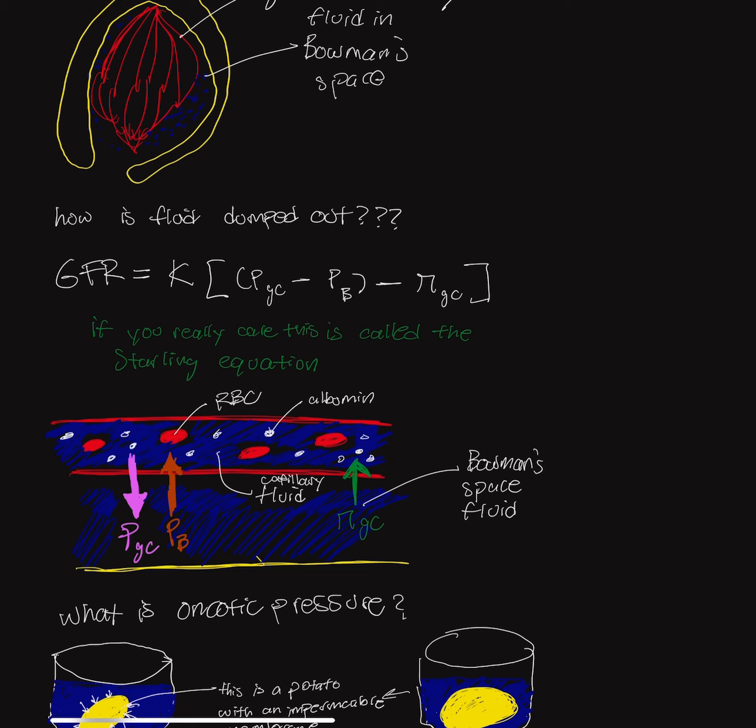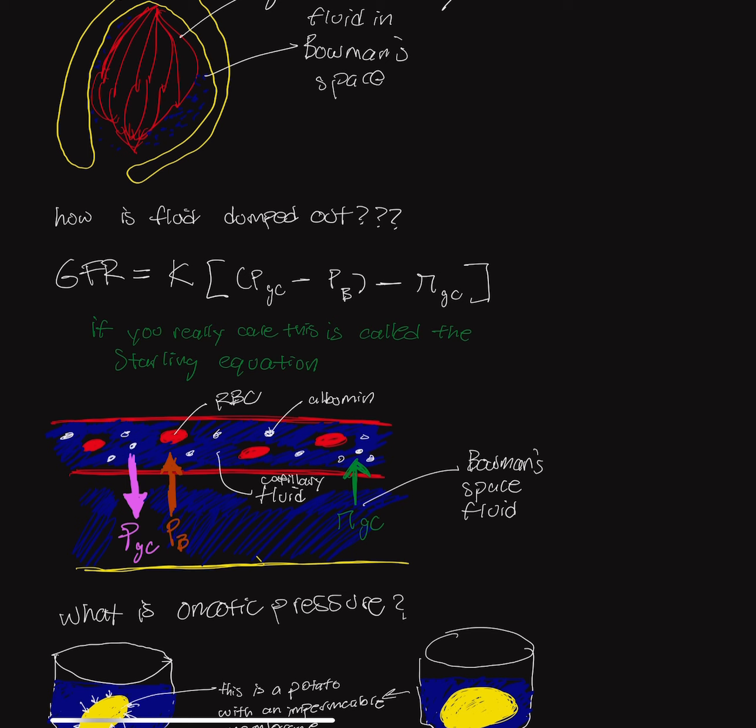The hydrostatic pressure pushes in on the capillary. So fluid from Bowman space wants to enter the capillary, but fluid from the capillary also wants to enter Bowman space. That's why we subtract the Bowman space hydrostatic pressure from the hydrostatic pressure of the glomerular capillary. So PGC minus PB.